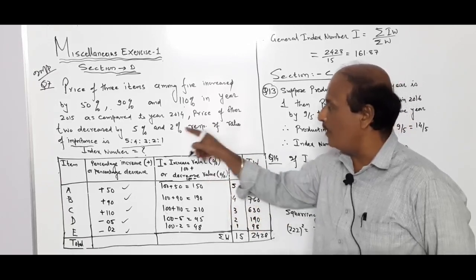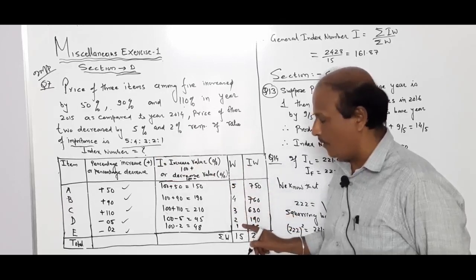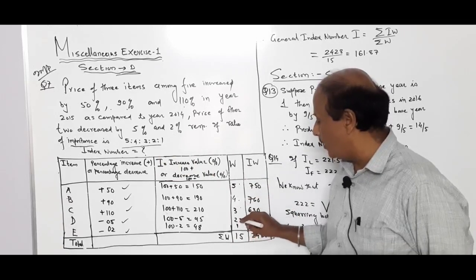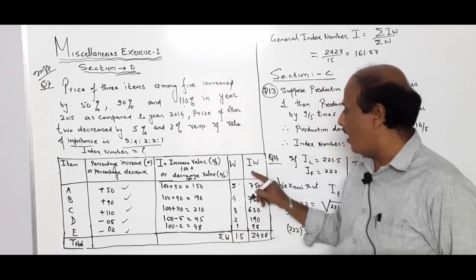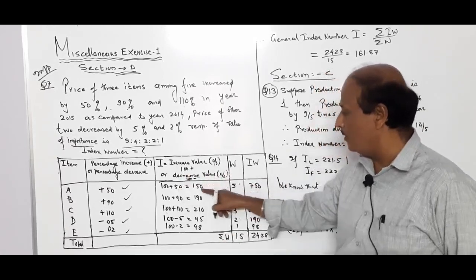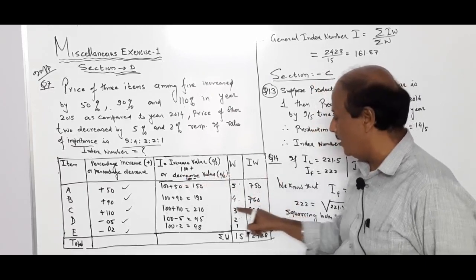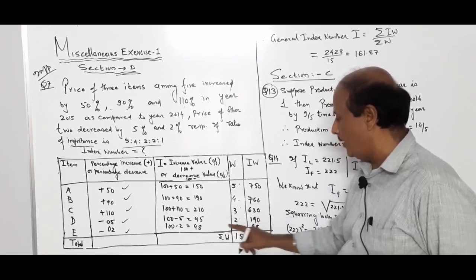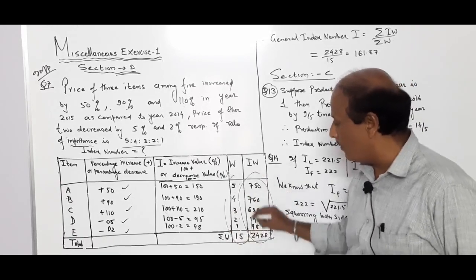Now W is that weightage I told you. So write in the column of W: 5, 4, 3, 2, 1. So sigma W is equal to 5 plus 4, 9, 9 and 3, 12, 12 and 2, 14, and plus 1, 15. So this is sigma W. Now I into W, this is W, this is I, multiply. So 5 into 150, 750, 190 into 4, use calculator, 760, 210 into 3, 630, 95 into 2, 190, 98 into 1, 98. Find the sum.